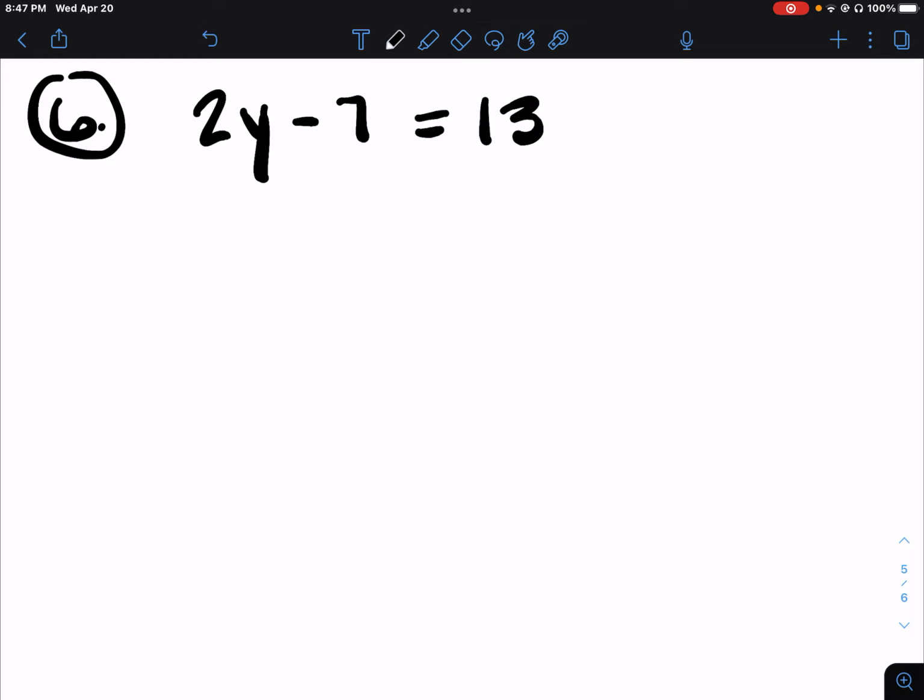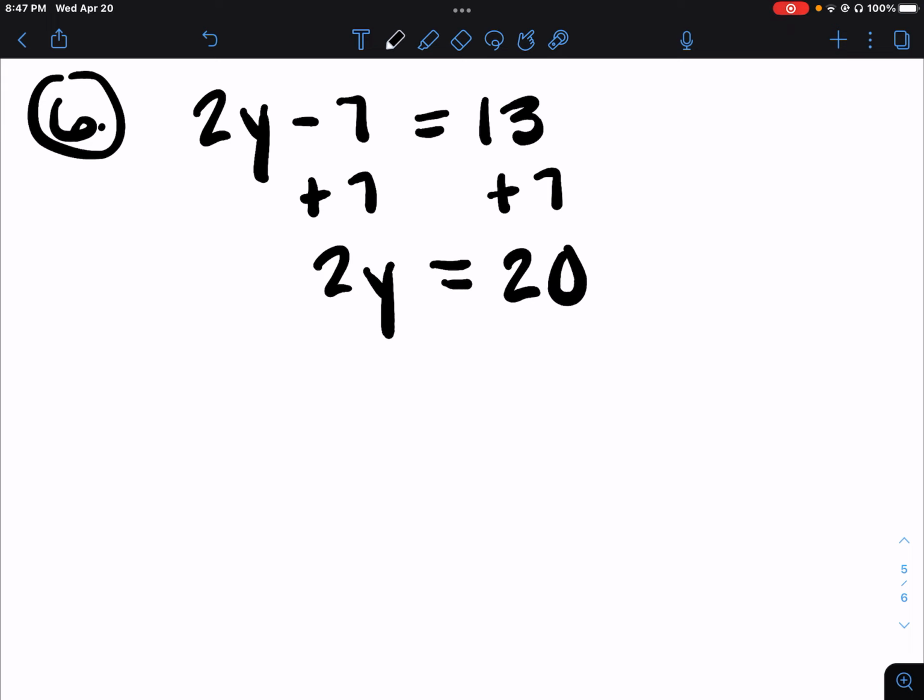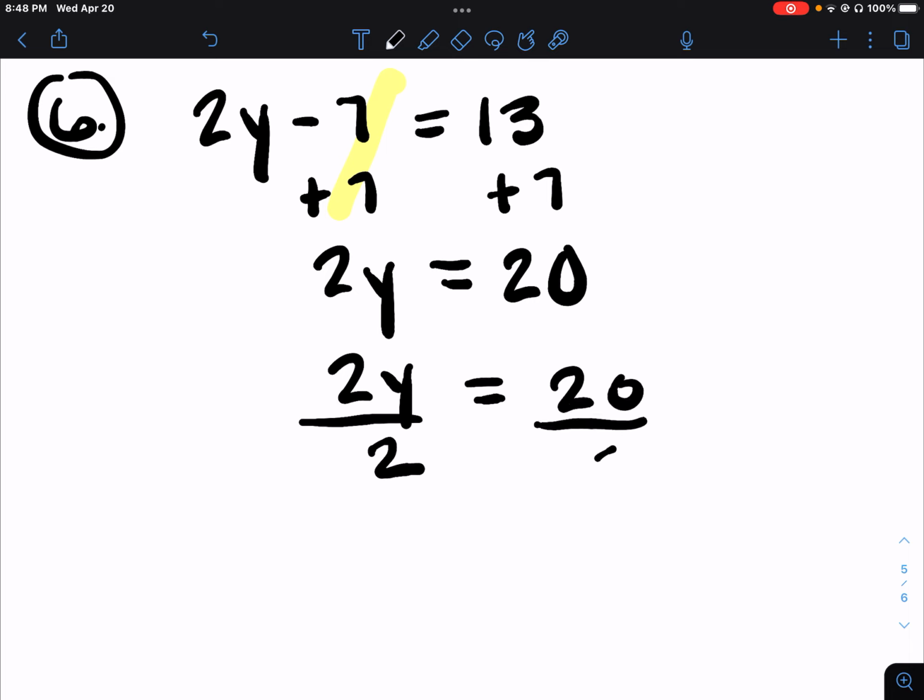To solve an equation, we get the letter by itself. We're going to add 7. Okay, because -7 plus 7 cancels out. 2y equals 20. We divide by 2 because 2y means multiply. These 2's cancel. So we get y equals 10.